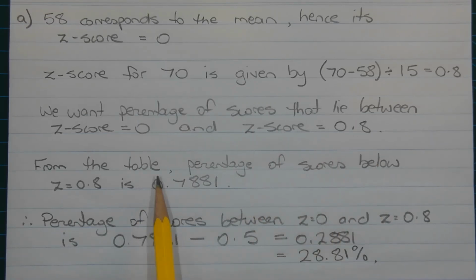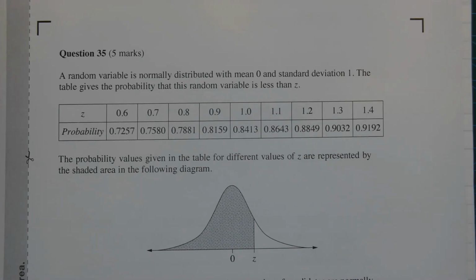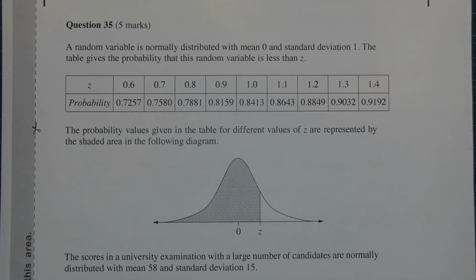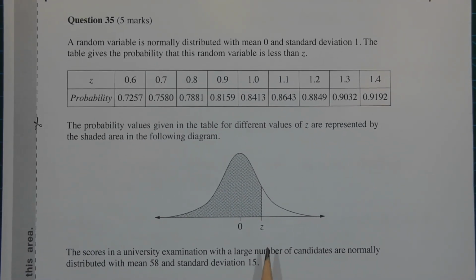Now from the table, the percentage of scores below z equals 0.8 is 0.7881. So I'll just show the table there on the screen. So we have a z-score here of 0.8, and from the table, z equals 0.8 corresponds to 0.7881. That means 78.81% of scores lie below or to the left of z.